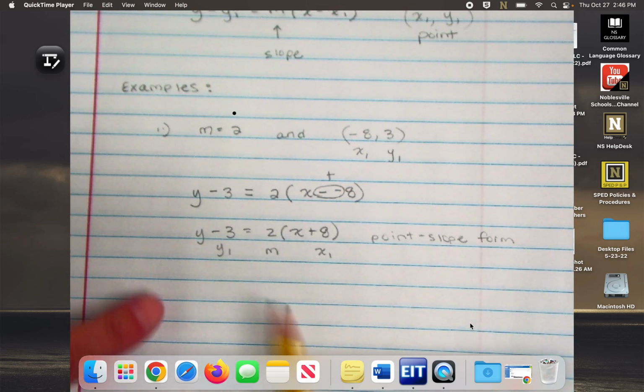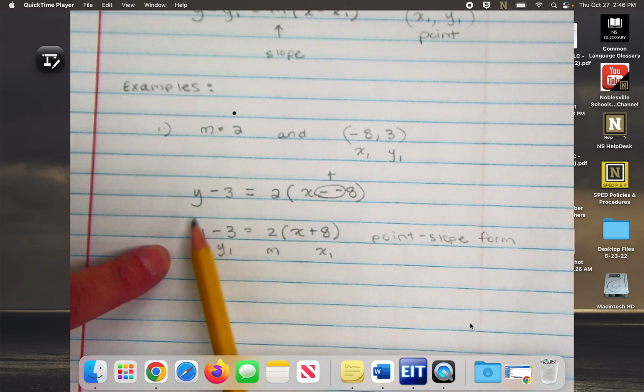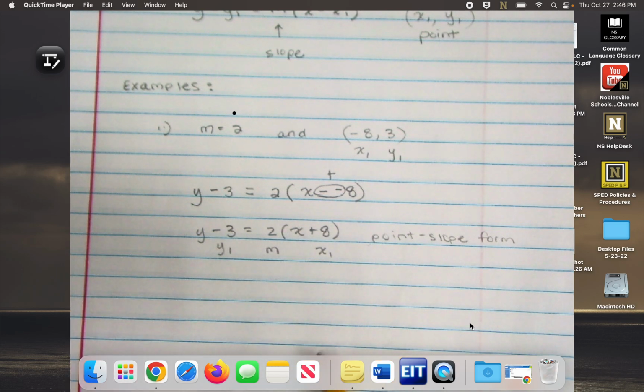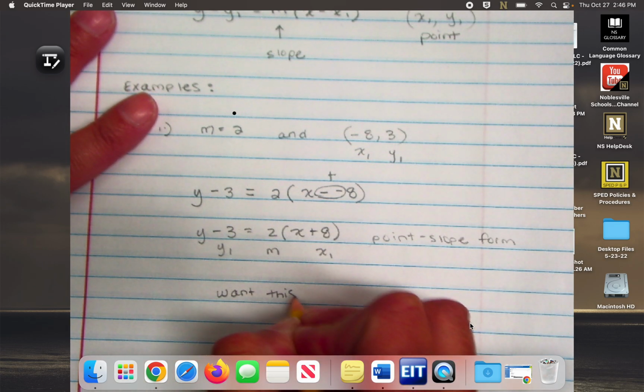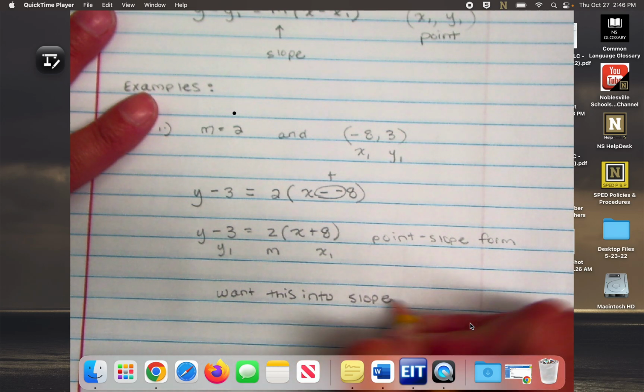Okay, so now I have my point slope form. There are going to be times on your quiz, probably end of next week, where it's going to say, write it in point slope form. And so you would stop here. This is point slope form, okay? But we're going to take it a step further on this example. I want this into slope intercept.